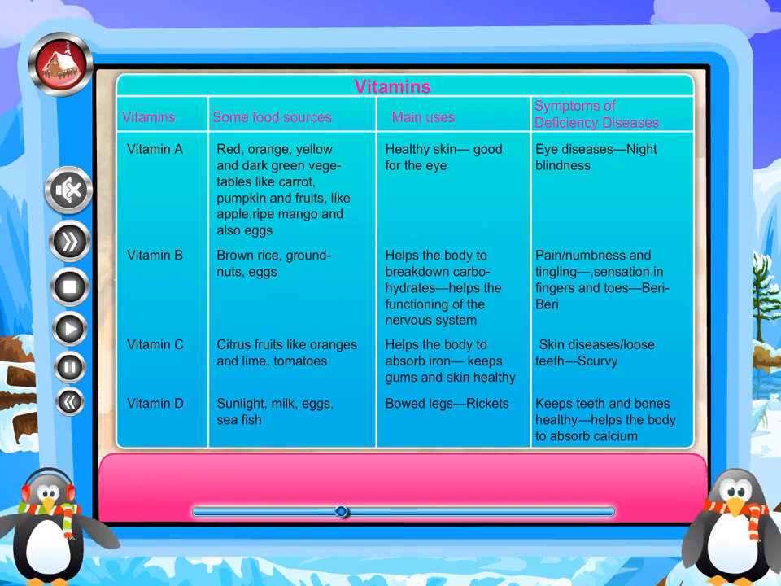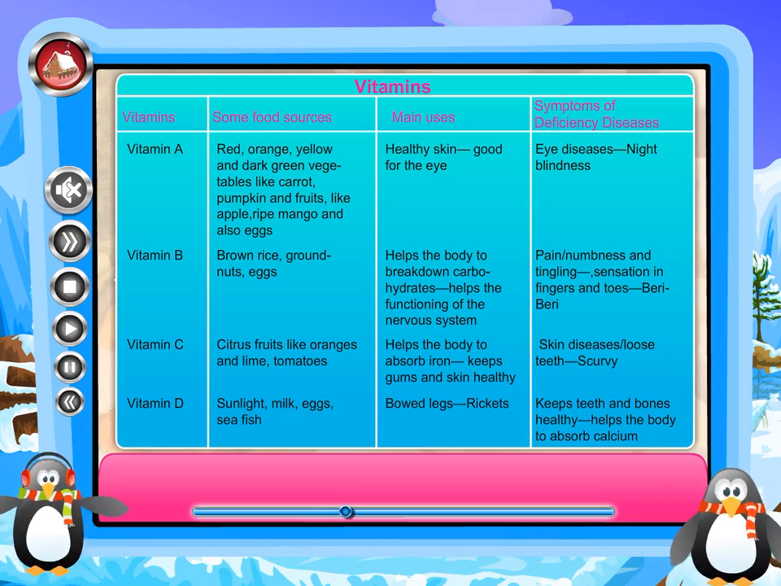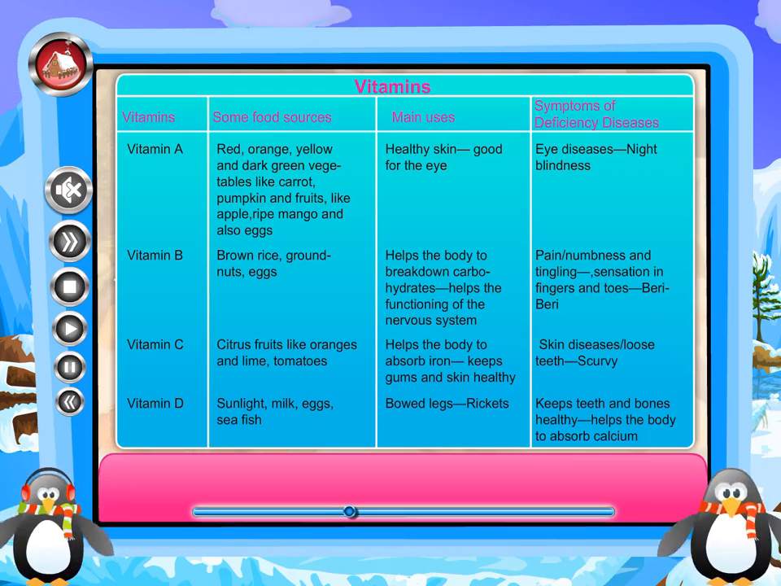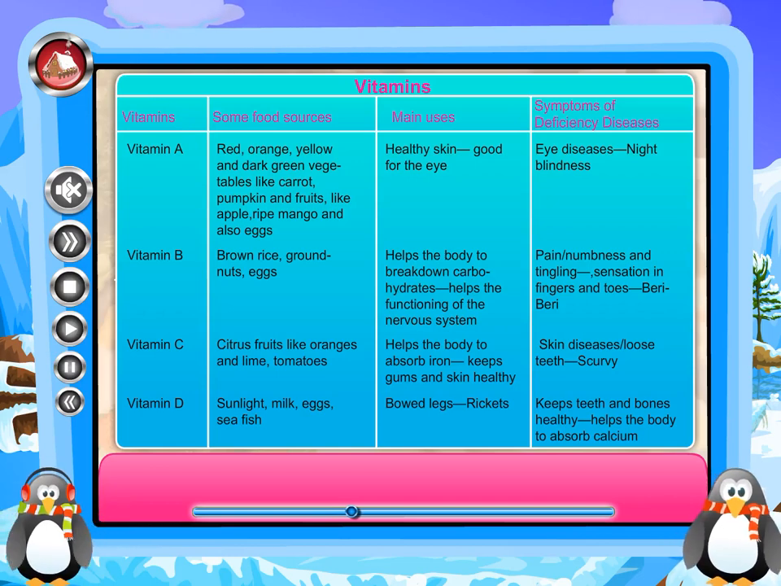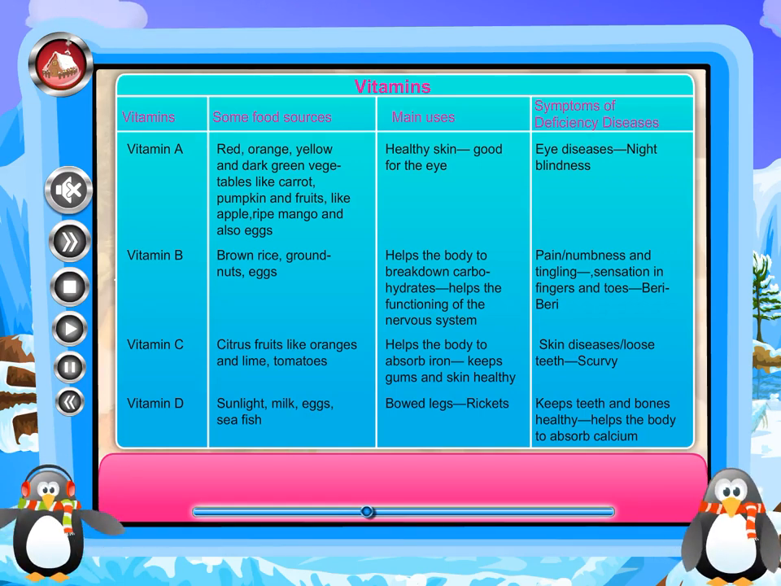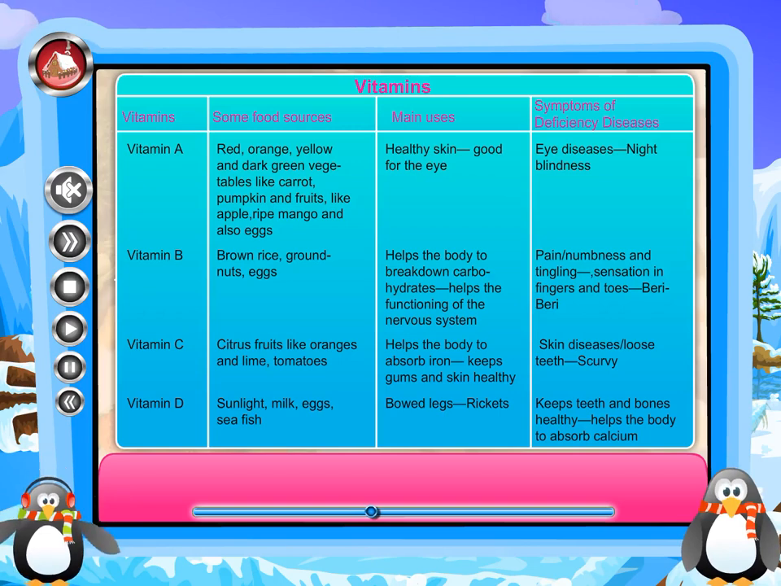Vitamins, some food sources, main uses, symptoms of deficiency diseases. Vitamin A. Red, orange, yellow and dark green vegetables like carrot, pumpkin and fruits like apple, ripe mango and also eggs. Healthy skin, good for the eye. Eye diseases, night blindness. Vitamin B, brown rice, ground nuts, eggs. Helps the body to break down carbohydrates. Helps the functioning of the nervous system. Pain, numbness and tingling sensation in fingers and toes.